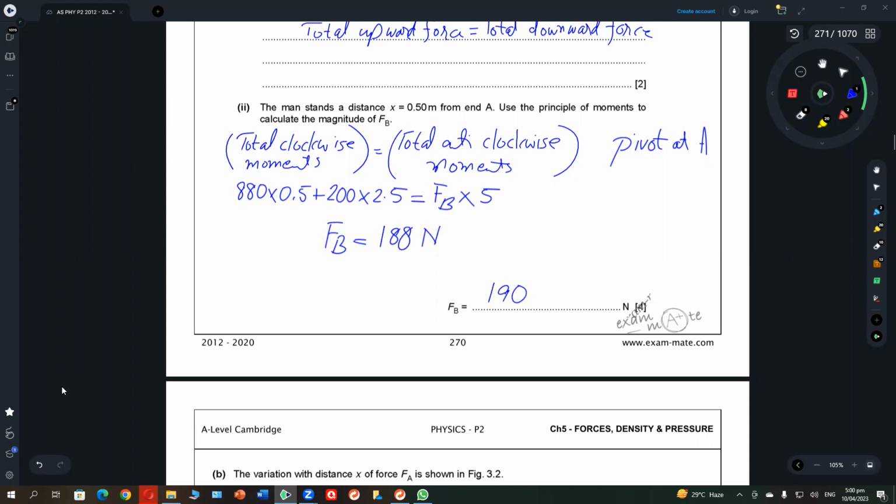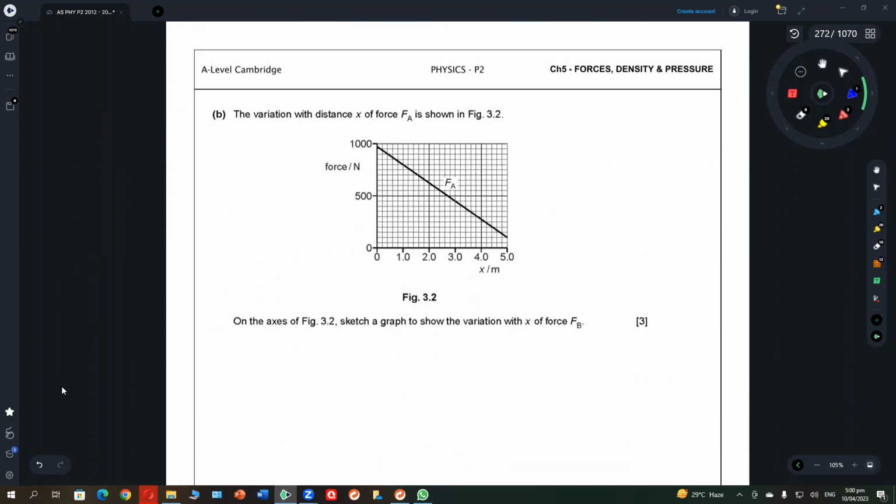190. Good. The variation with distance x of force A is shown, force against distance, on the axis of figure 3.2. Sketch a graph to show the variation with x of force FB. Sketches are always tricky. He has made the sketch for FA and is asking you to make a sketch for FB. Read the question carefully.